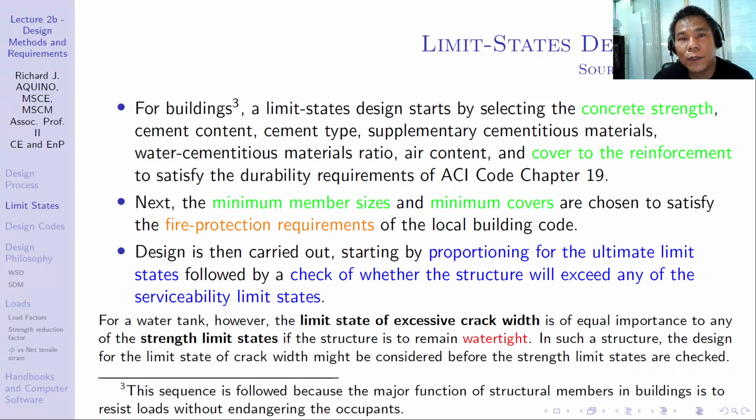Take note that for a water tank, the design is quite different. The limit state of excessive crack width is of equal importance to any of the strength limit states if the structure is to remain watertight. A water tank should be watertight. So in this case, the excessive crack width should be checked first before the strength limit state. In this kind of structure, the design for the limit state of crack width might be considered before the strength limit states are checked.